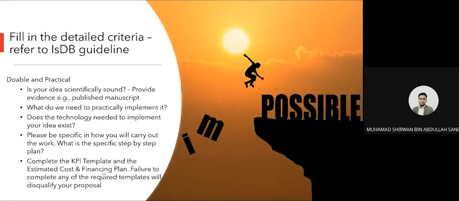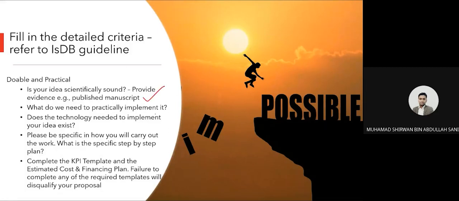Another criteria is on the doable and practical. So, is your idea scientifically sound? That is the question from the ISDB guideline. So, you can say yes, definitely it is sound, but you need to provide the evidence. That's why in my case, I cite the paper that supports my idea. Okay, so this one is done.